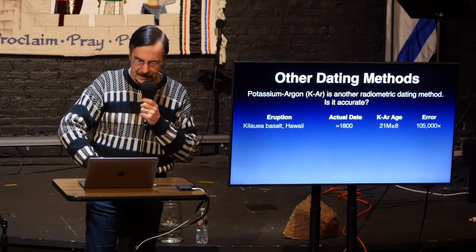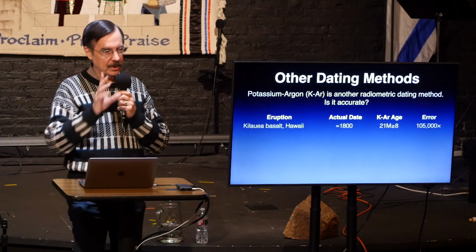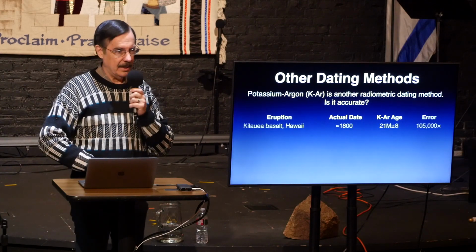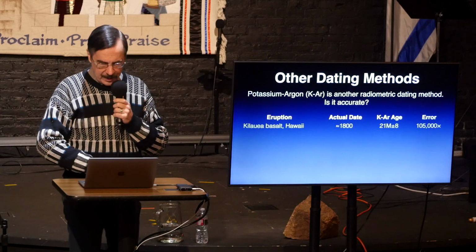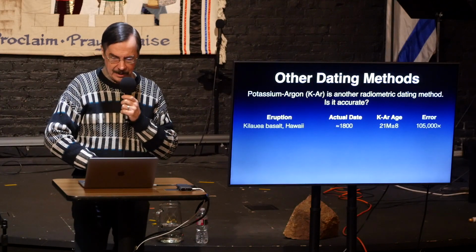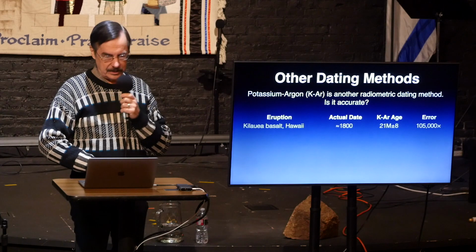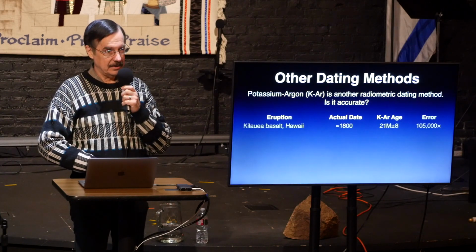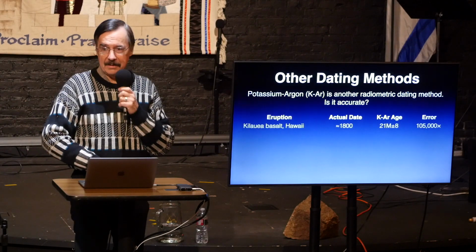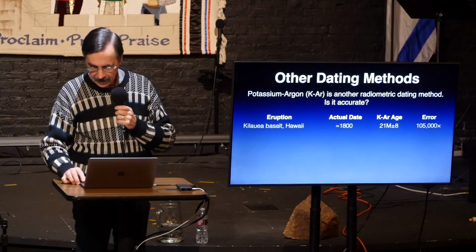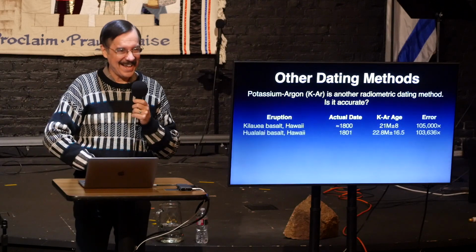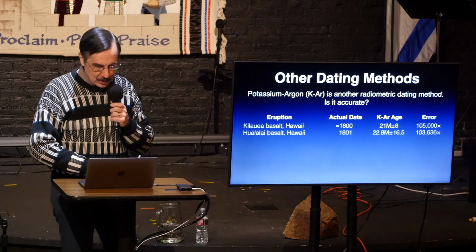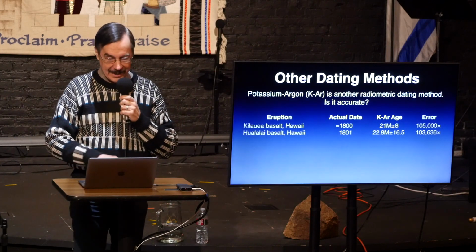In Kilauea basalt in Hawaii, the actual date, according to eyewitnesses during this eruption, was 1800, so it's about 200 years old. When they measured it with potassium argon, it said it was 21 million years old. It's 105,000 times too big of an answer. Is that a problem? Yes. The Hualalai basalt in Hawaii was 1801.